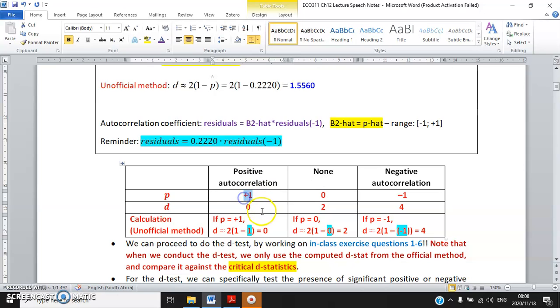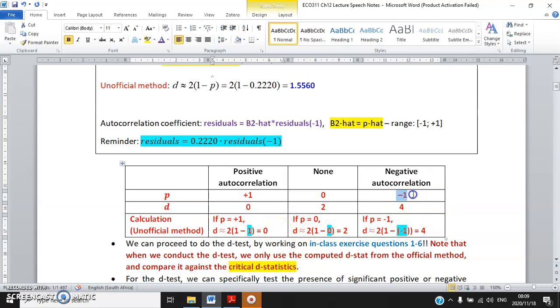And then the next extreme case, if my autocorrelation is exactly +1, meaning the strongest case of positive autocorrelation, then you substitute 1 here. 1 minus 1 gives you 0. 0 times 2 gives you 0. Then it means the computed d-stat would be 0.